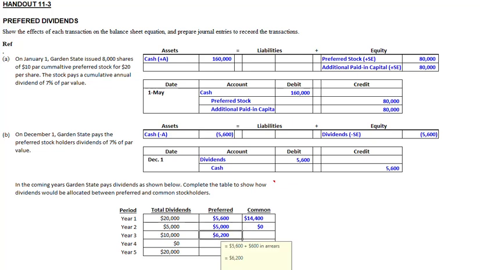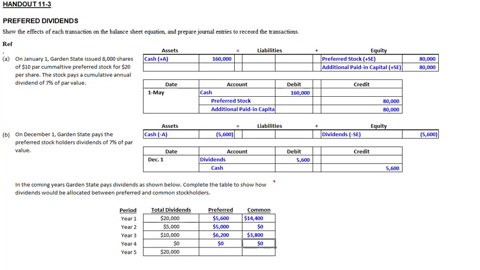In year three, they will get $6,200. That's the $5,600 normal dividend plus the $600 in arrears. And then the remaining $3,800 will go to common shareholders. In year four, no dividends are paid. So now we've got to carry forward again $5,600 in dividends in arrears.